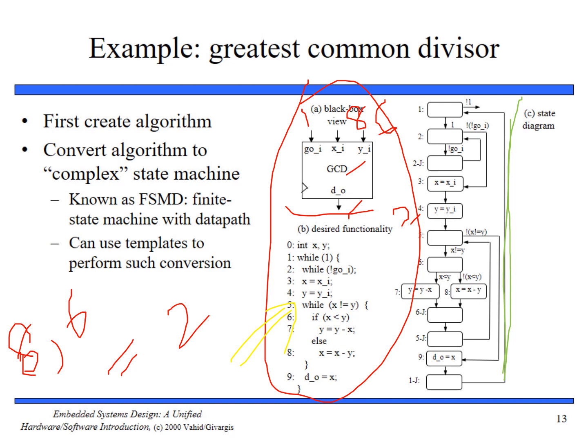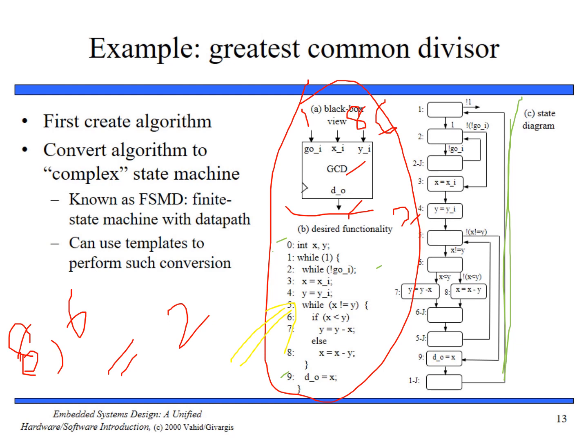So we have 9 steps, 0 to 9, total 10. So how is the desired functionality achieved? We first declare two variables x and y. While 1, as long as the condition is true, it means that we are inside a loop. While not go_i, obviously it means 1, as long as this condition is true.